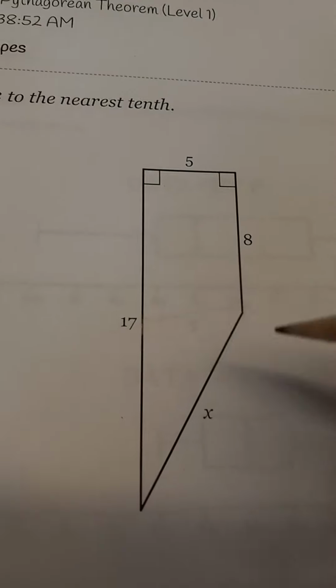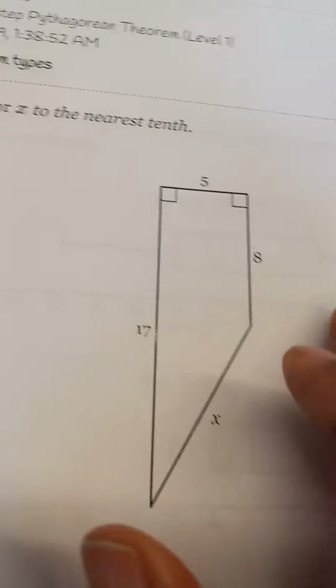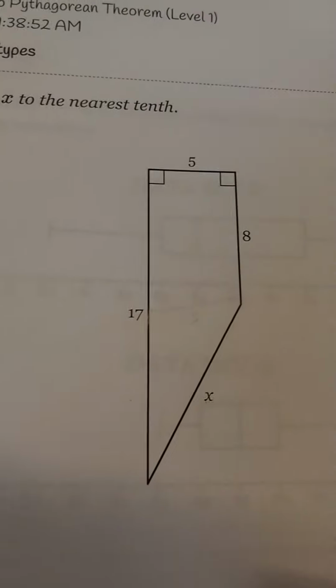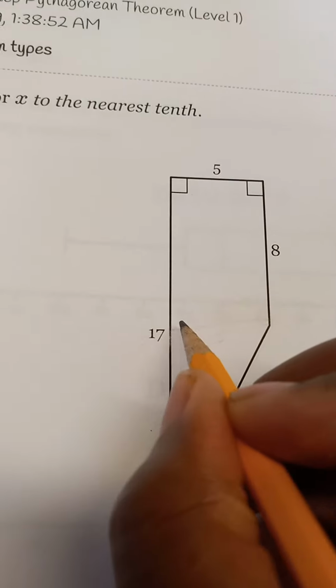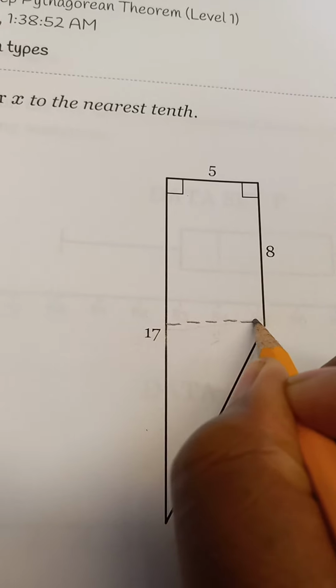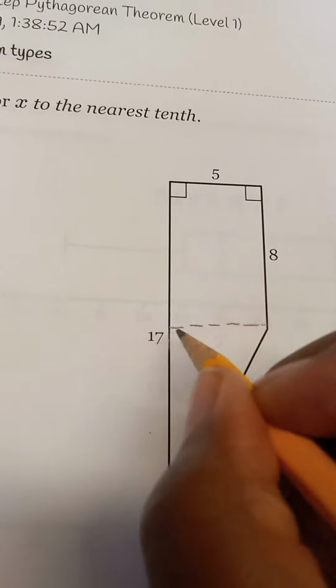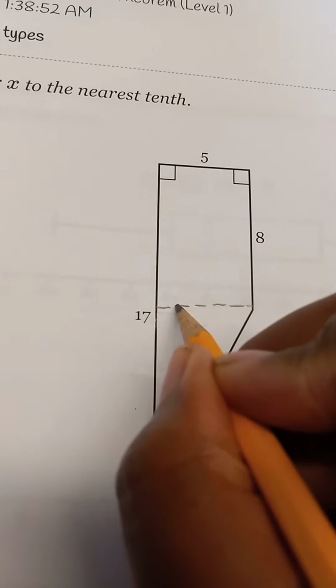Okay, so in order to solve for x, we have two shapes here. What we're going to do is make a line here so you can see it. We've got a rectangle and a right triangle.